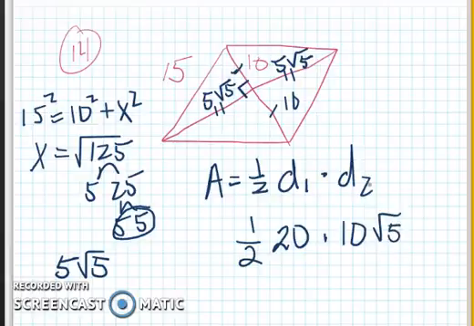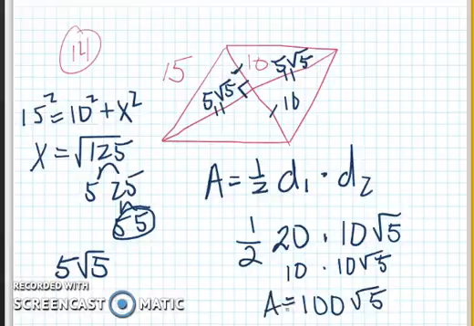So we use the rad 5 almost like a variable. So we can add them if they have the same rad at the end. And we just do 5 plus 5 and we get 10 rad 5. Okay, so half of 20 is going to give me 10 times 10 rad 5. And then 10 times 10 is going to give me 100 rad 5 as my final answer for this area. And for number 14, there's no units, so we'll just say squared units on the end.